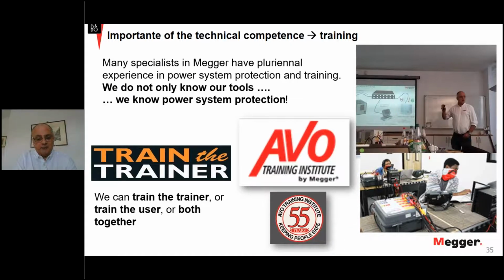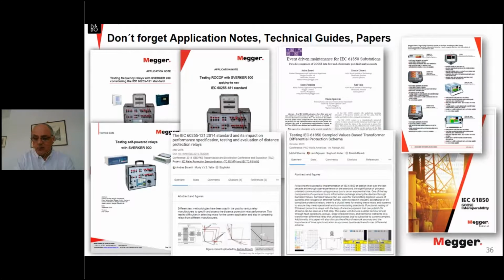And we have a good experience with AVO, which is a training institute by Megger, which is now celebrating 55 years of experience in training the electrotechnical community. This is more known by the American market. We are not in Sweden, but we can easily cooperate with them. So no issues for competence in delivering training from us to you. Also, remote training is now good.